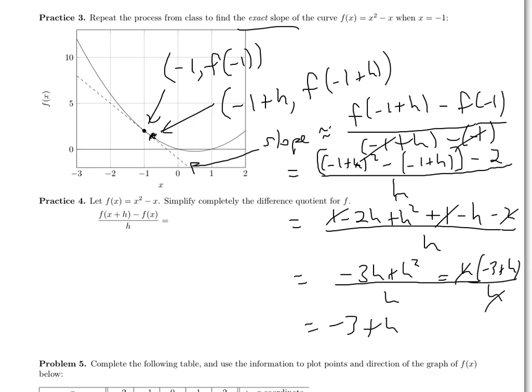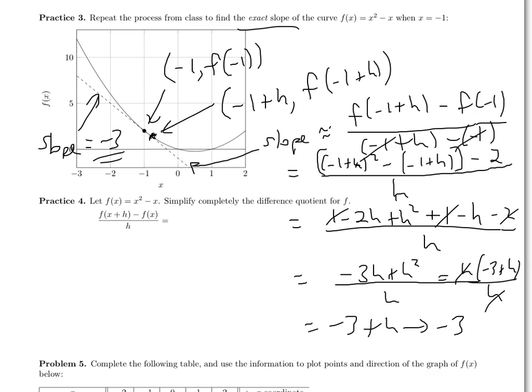And since the point is that as h gets close to 0, these 2 points are getting closer and closer together. And so the exact slope is going to be the limit of this thing as h goes to 0. It's such a simple expression, it's easy to see that if h gets close to 0, then this thing is getting close to -3. And so I can say this goes to -3 as h goes to 0. So that's going to be my exact slope. So the slope of this dashed line is -3 exactly.